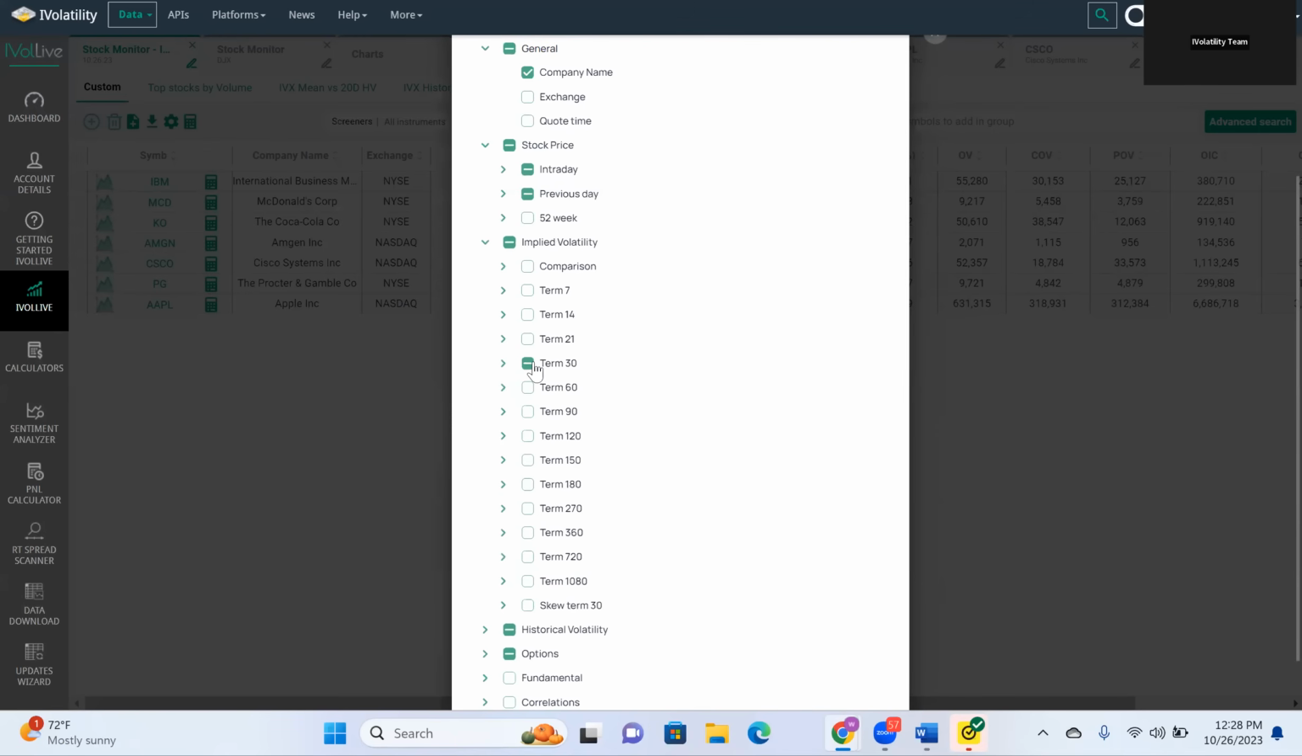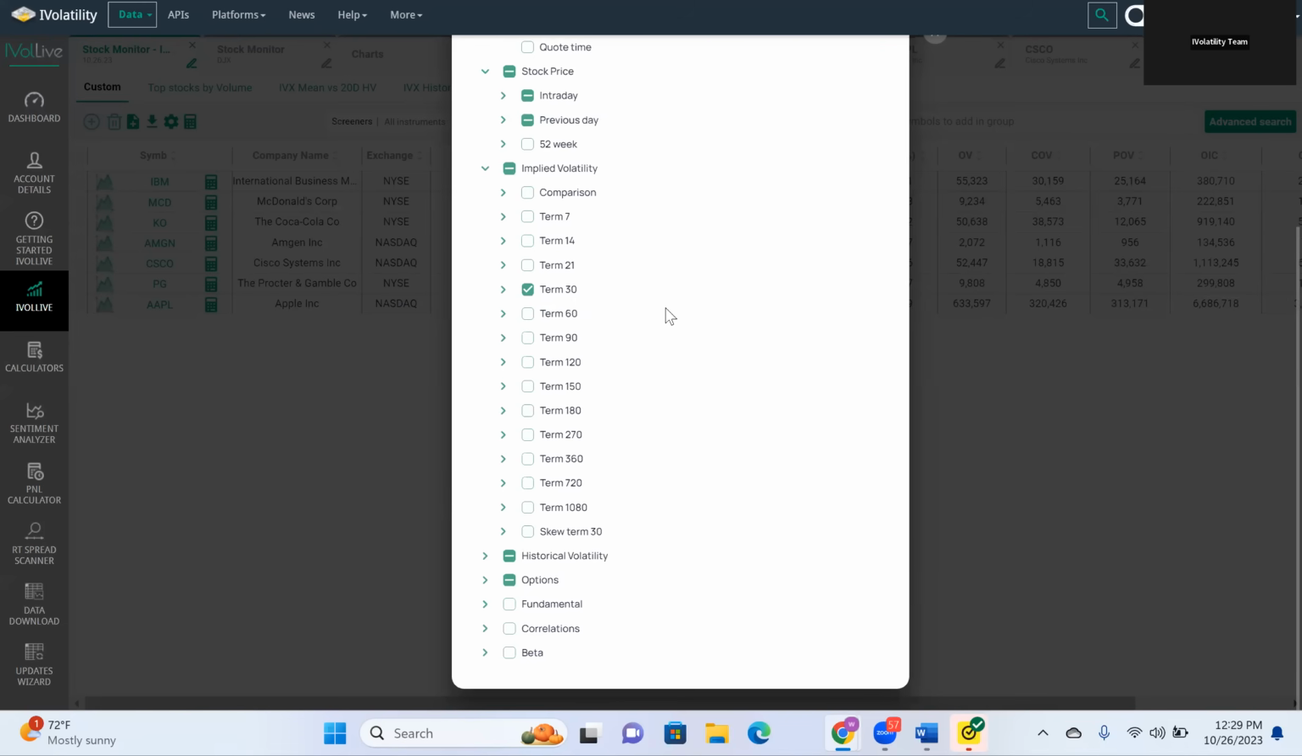Implied volatility. Here we're going to get the IVX30. But if we want to know everything there is to know about a certain term, we can click a check, and that check is going to give us everything. It's going to give us IVX, IVP, IVR, all that juicy stuff that we showed in those other screens. That's what the check mark does. If you have a dash, it will just give you the default, IVX30. But if you have a check, it's going to give you everything related to that term, to that period of time.